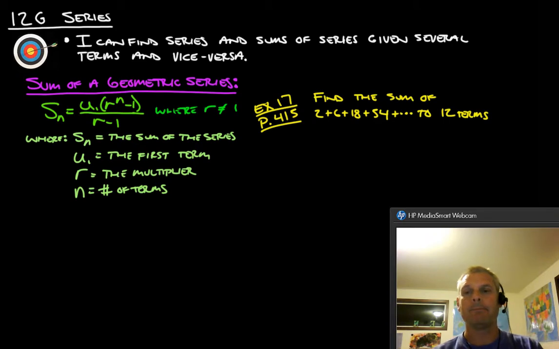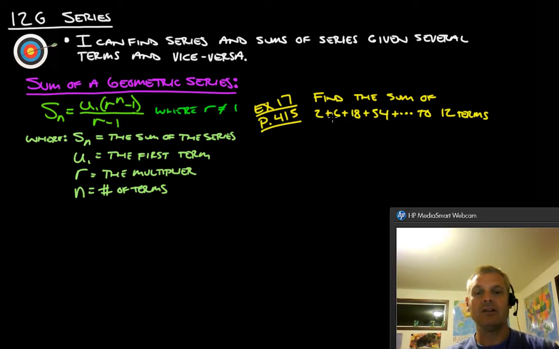Okay? So let's find the sum of 2 plus 6 plus 18 plus 54 all the way up to 12 terms. Okay? Now, this one here, you should be able to hopefully quickly recognize that this is not an arithmetic series, because you do have to go plus 4 to get to 6, and then you can't add 4. 6 plus 4 does not give us 18, so that means this is not arithmetic. That means it's got to be geometric.